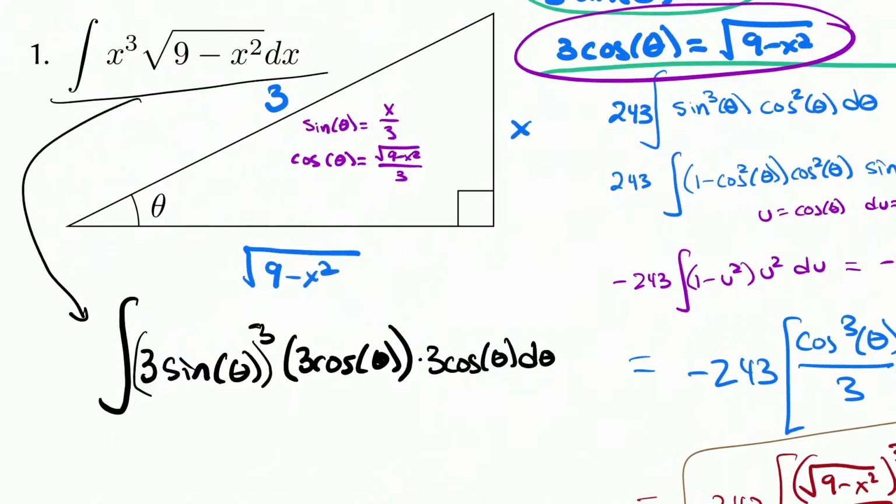And then if you combine, you have 2 cosines, so that's cosine squared. You have 3 sines, so that's sine cubed. And then 3 times 3 times 3 cubed, you can do on your calculator. If my mental arithmetic is correct, it is 243.